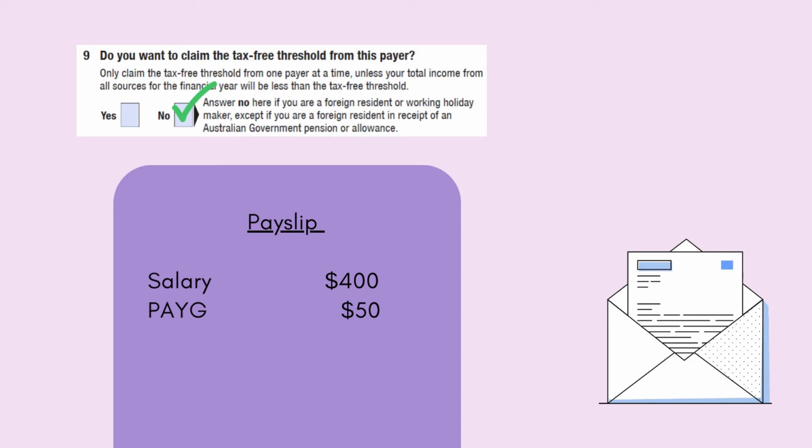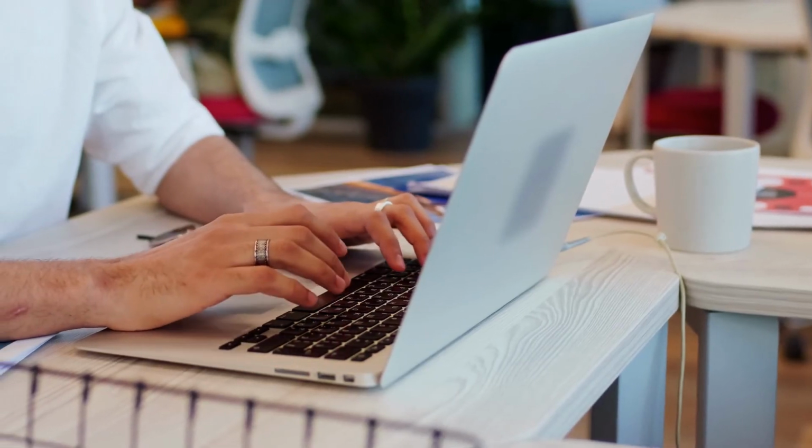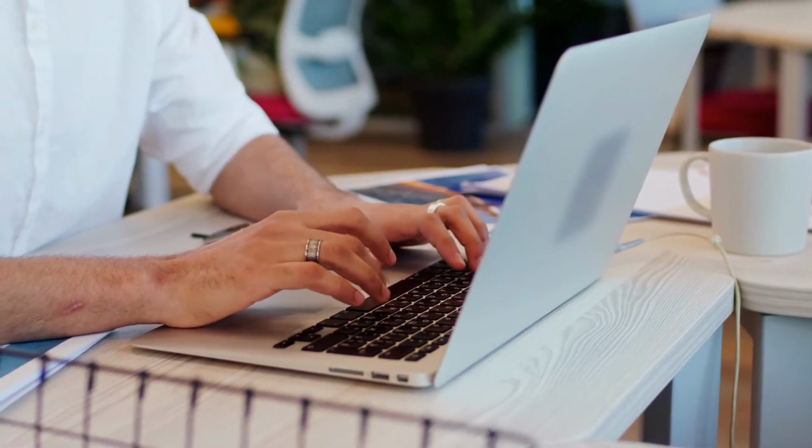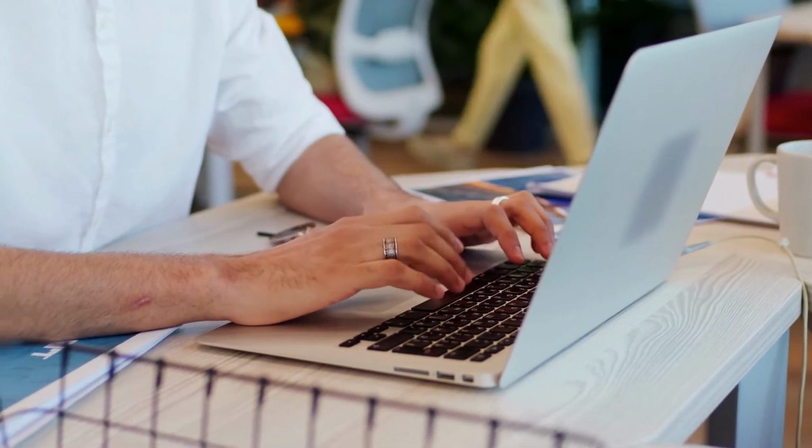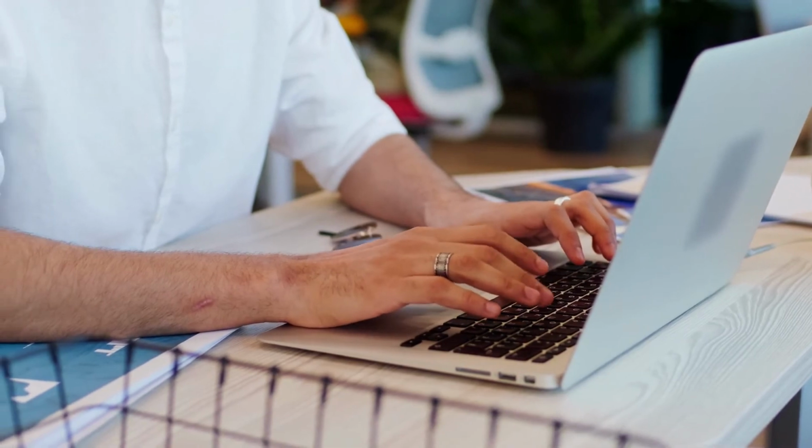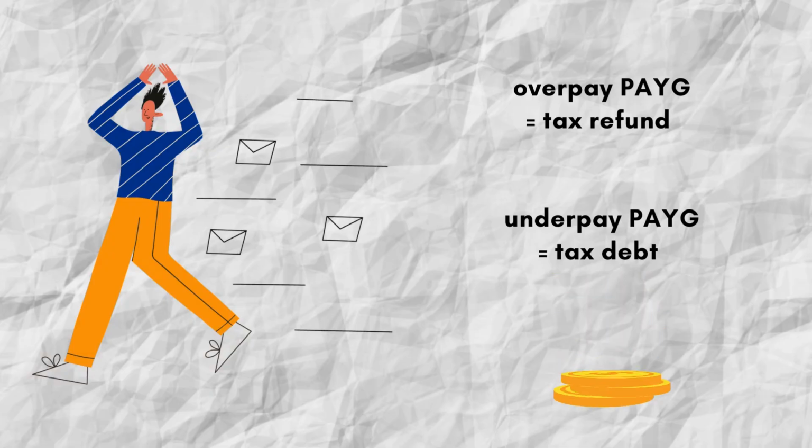However, if you select no at question 9, then there will be a PAYG deduction applied and collected by your employer for your income tax. It should be noted that if you overpay towards your PAYG deduction, then after you lodge your income tax return, you will receive a tax refund on the amount overpaid. However, if you underpay, then you can incur a tax debt or liability that, if left unpaid, can incur penalties such as interest.